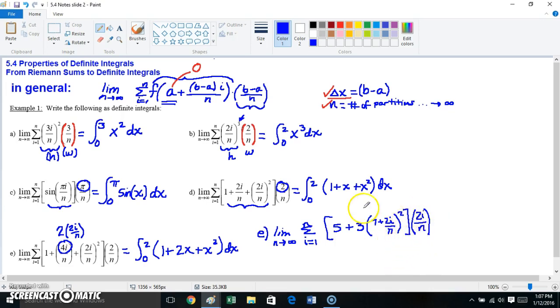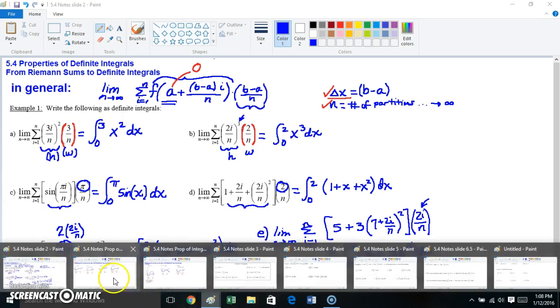Okay, then this looks more like the general form, and this 7 is indicating where we're starting. So our change in x is still 2 units, but we are starting at 7. So this integral starts at 7 and goes to 9, and our function would be 5 plus 3x squared dx. Okay, doesn't look like you're going to see anything that complicated. They're going to keep it pretty simple.